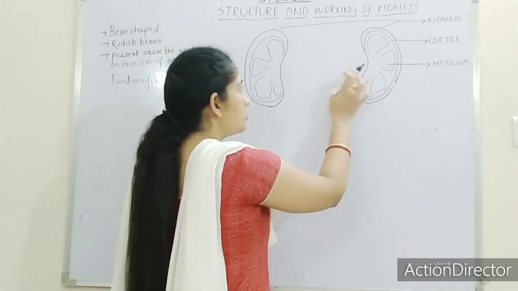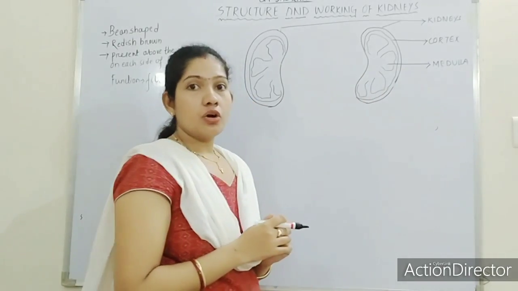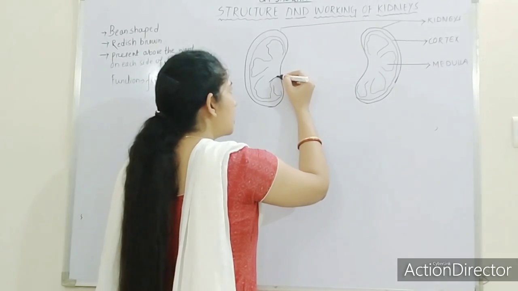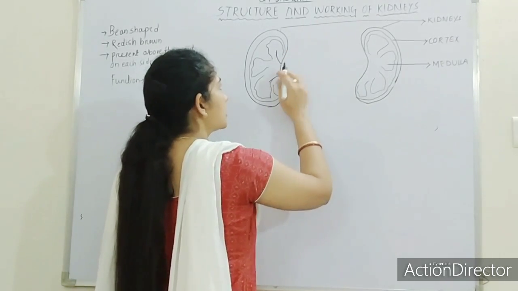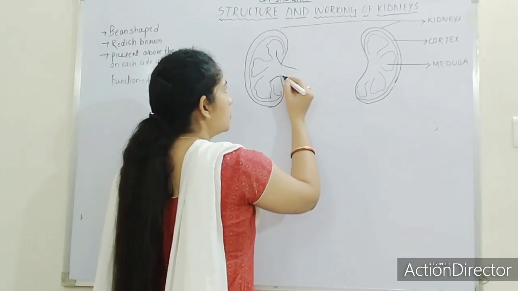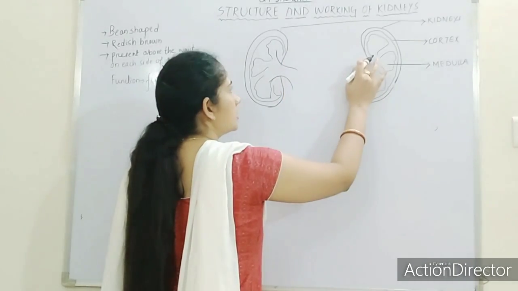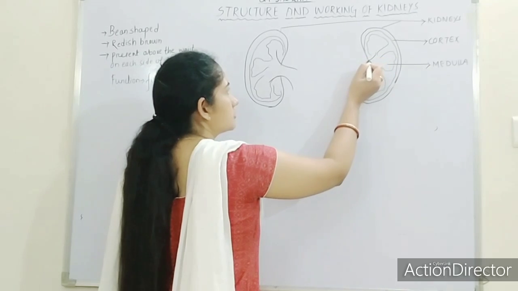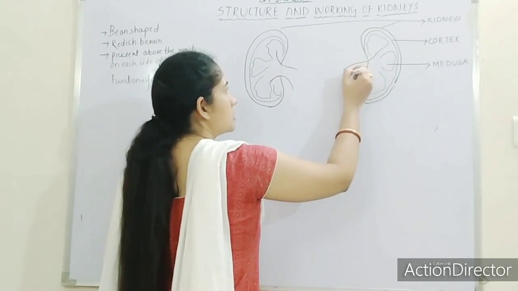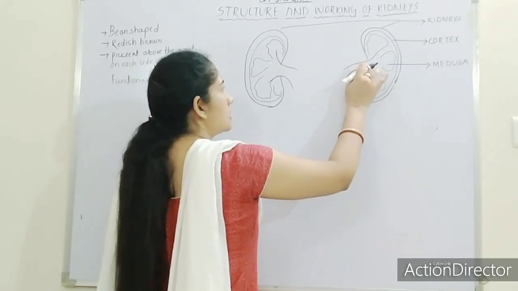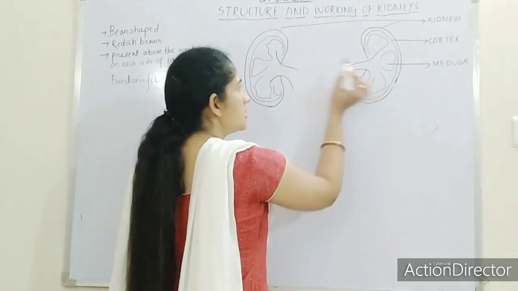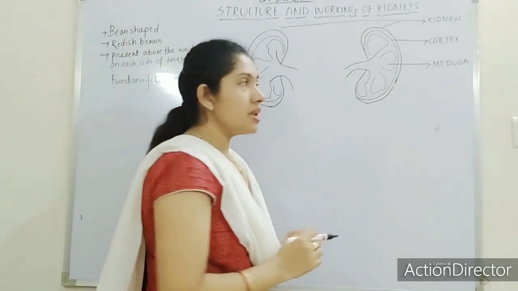Now you can see the curves present here on both sides. Here it will form a wide tube, a wide tube-like structure. This wide tube is known as the renal pelvis. You can see this place: renal pelvis.